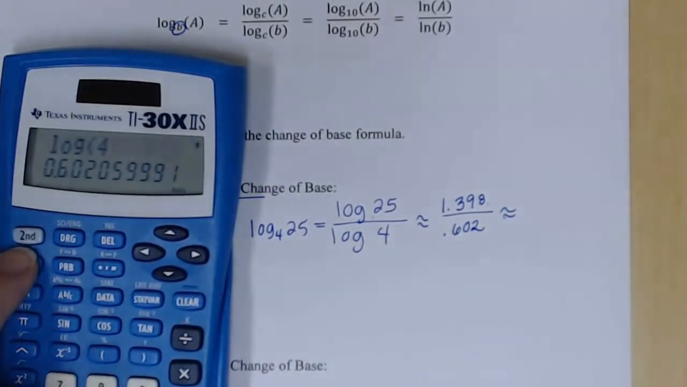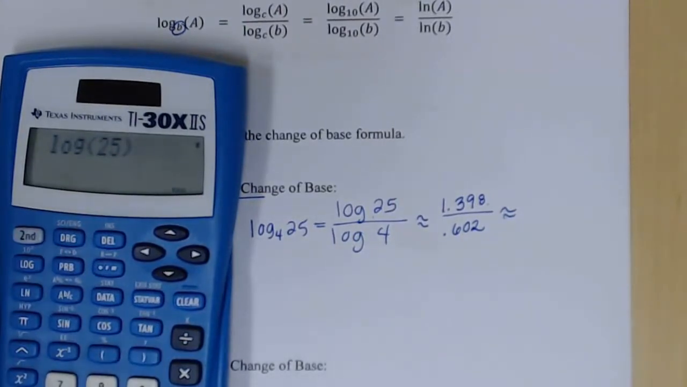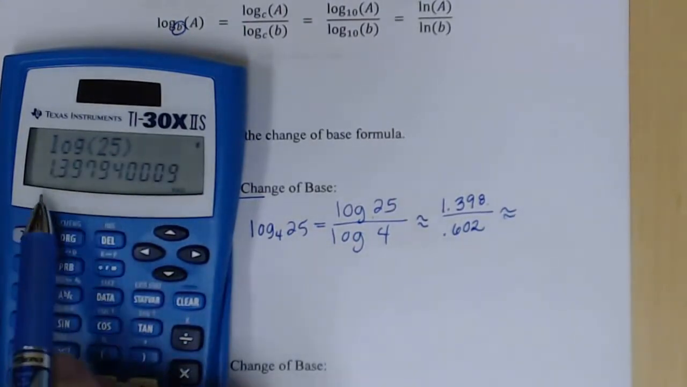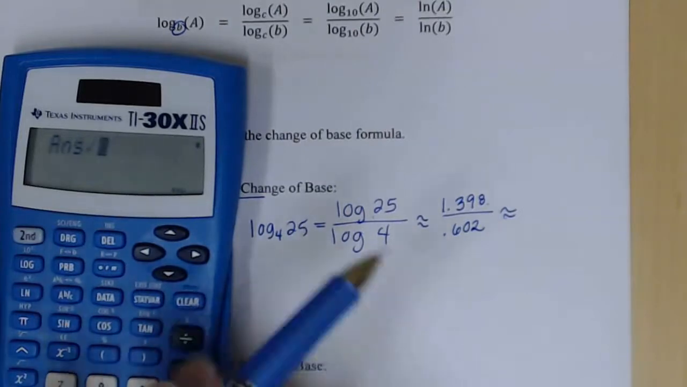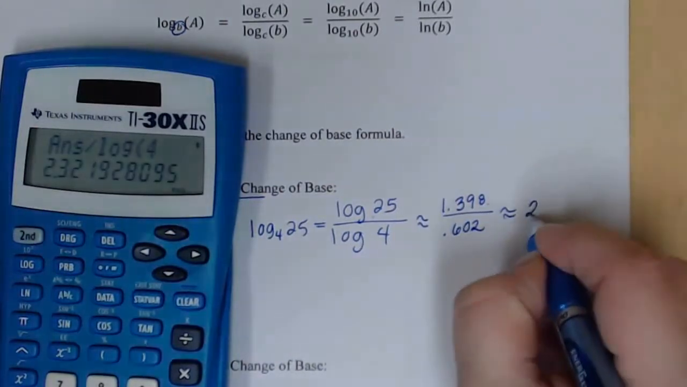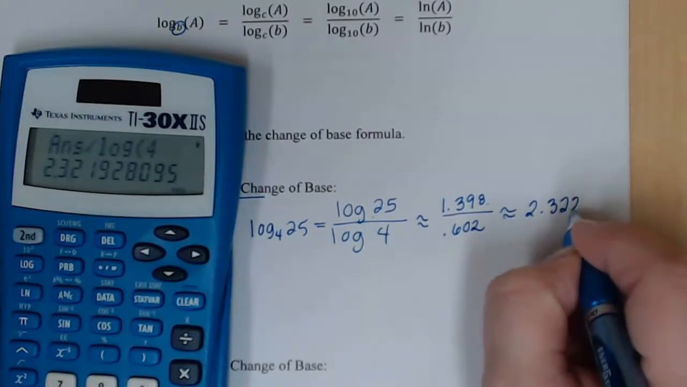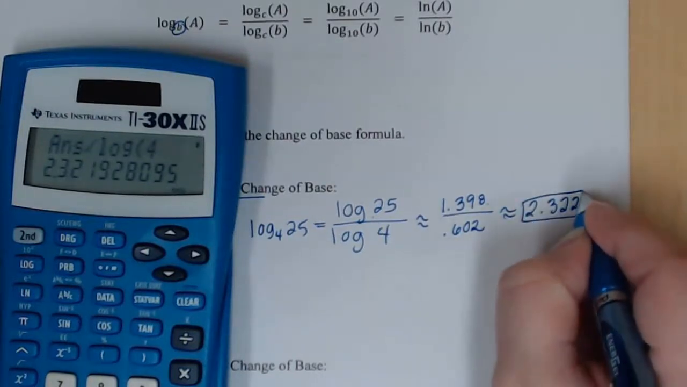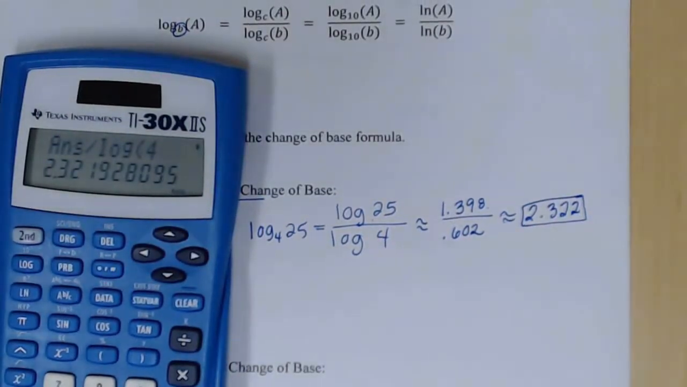So what I want to do is log of 25, enter, there's my number. I'm going to hit divide by, so I'm going to retain that answer in my calculator, divide it by log of 4, enter, and this gives me 2.322. Make sure you round appropriately following all instructions. I will count off for rounding errors.